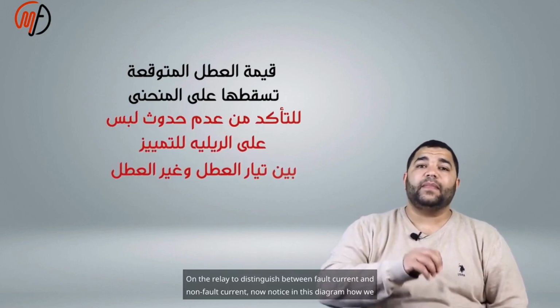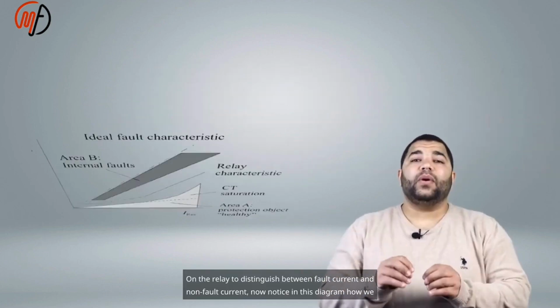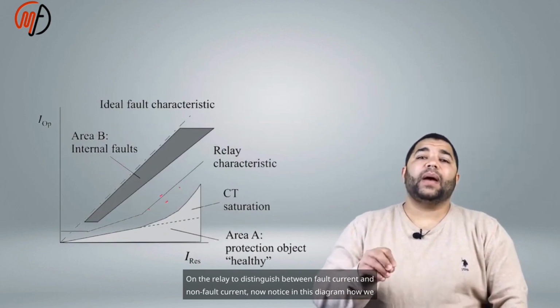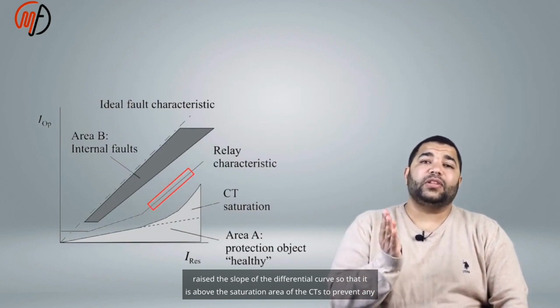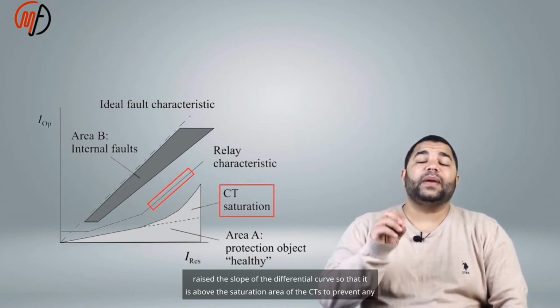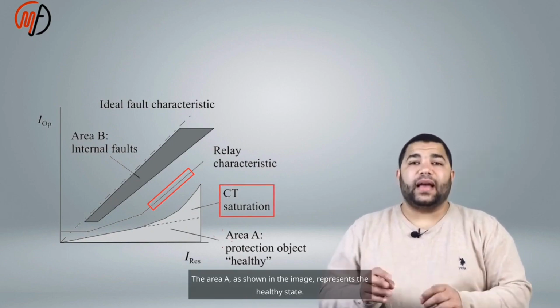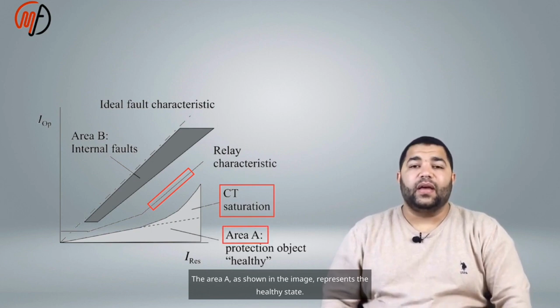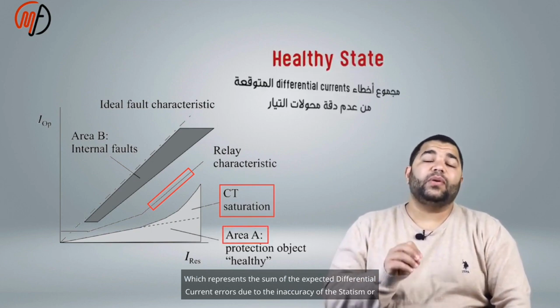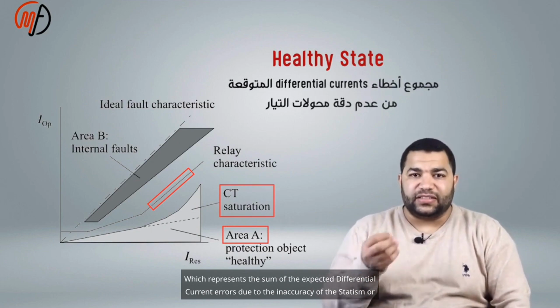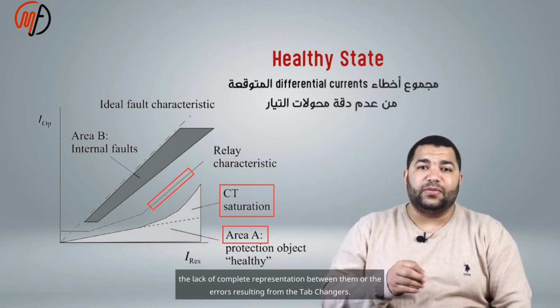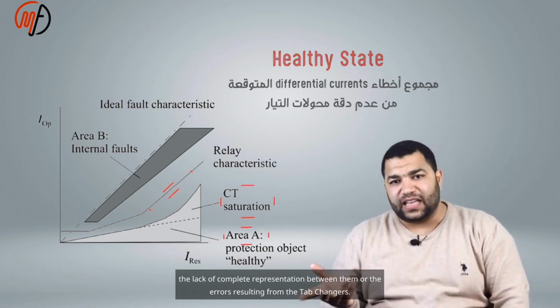On the relay, to distinguish between fault current and non-fault current, notice in this diagram how we raise the slope of the differential curve so that it is above the saturation area of the CTs to prevent any incorrect operation. Area A, as shown in the image, represents the healthy state, which represents the sum of the expected differential current errors due to the inaccuracy of the CTs or the lack of complete matching between them, or the errors resulting from the tap changes.